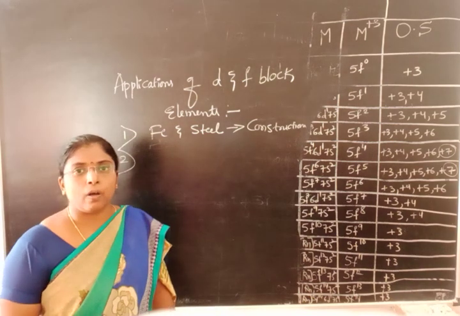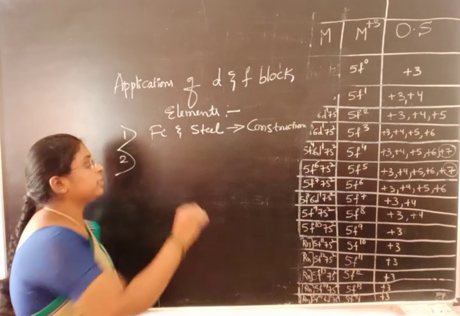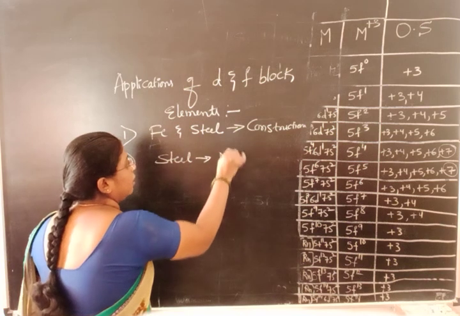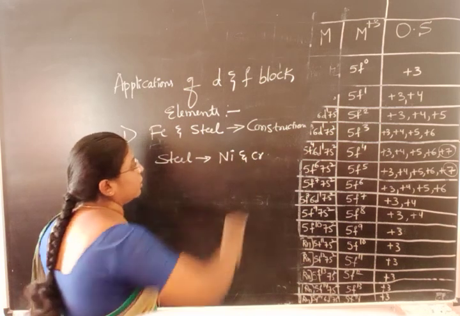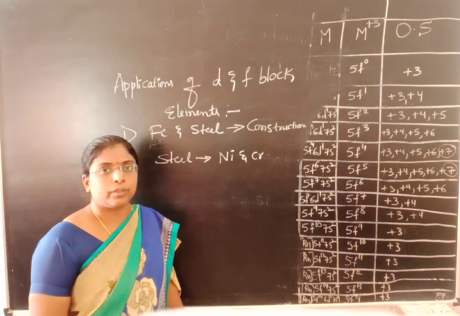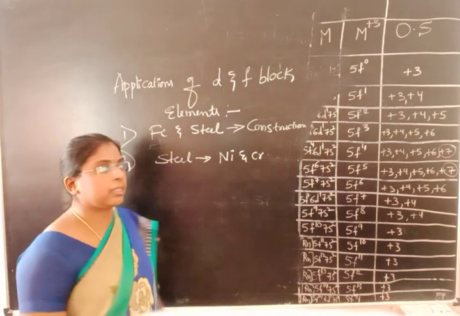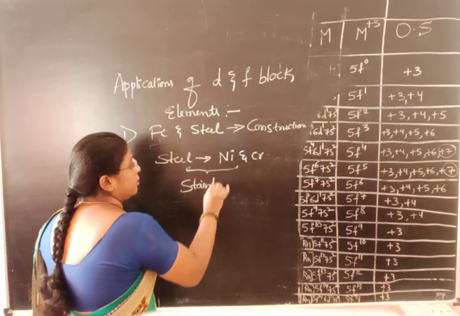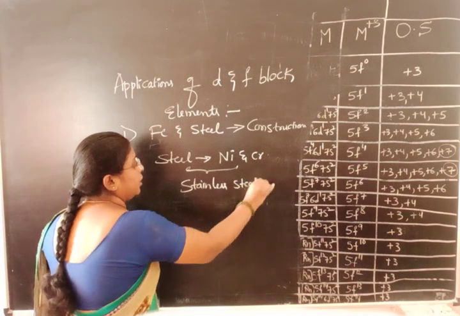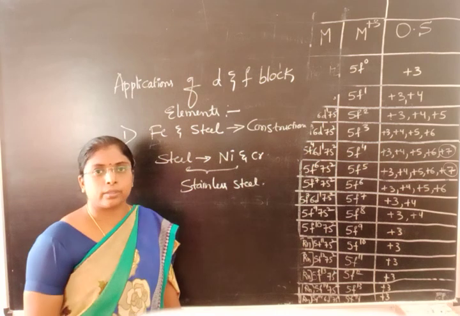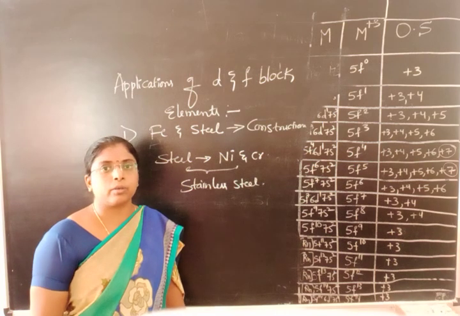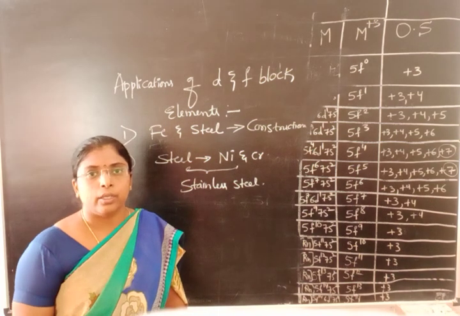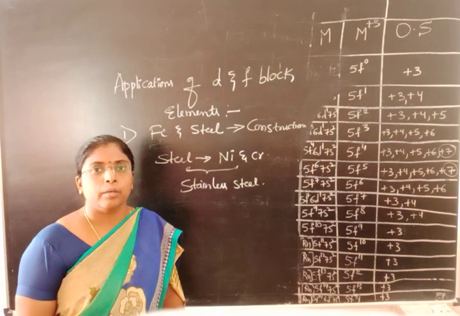Steel is an alloy. Along with this steel alloy, if we use nickel as well as chromium, we call that steel stainless steel. This stainless steel is used for utensils. Why do we use this stainless steel? Because it is corrosion resistant. Hence this stainless steel is used in utensils as well as in machinery parts.